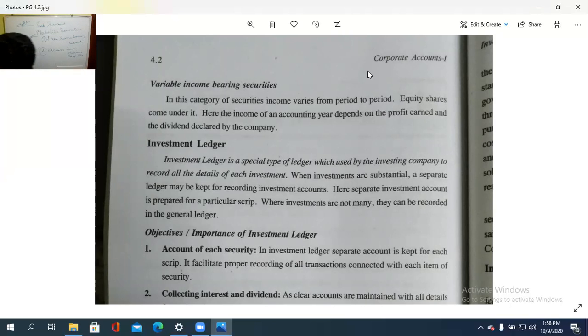Each income is variable in nature, varying according to the profit earned as well as the dividend declared by the company. That is a variable income bearing security. A fixed income bearing security means that over a particular period a fixed rate of return or rate of income is returned back to us. While a variable income bearing security means it is varying from period to period. That means the income of an accounting year depends on the profit earned and also the dividend declared by the company.